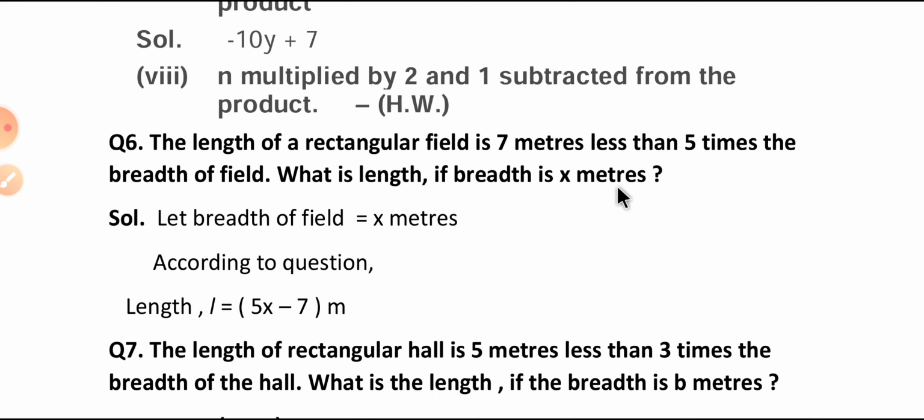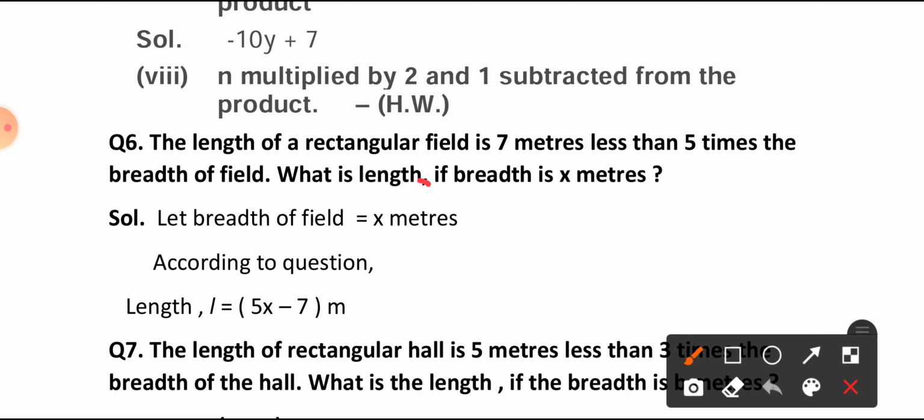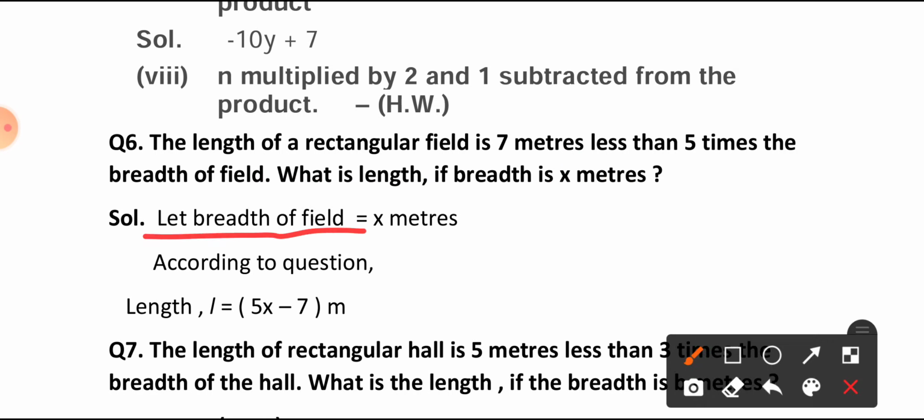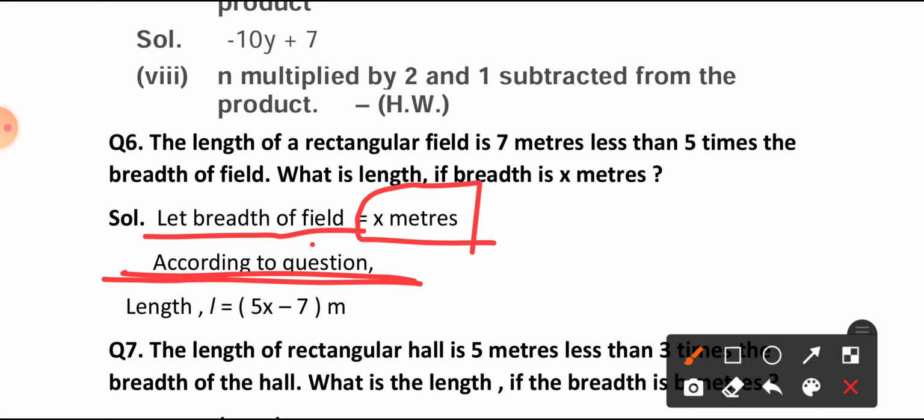First of all, understand this. What is length means what we have to find? Here we have to find the value of length. If breadth is x meter, in place of a number breadth की value क्या दी है यहाँ पर? x meter दी है. So according to the question we will write: let the breadth of the field be x meters. Then according to the question the length will be, so what is given?